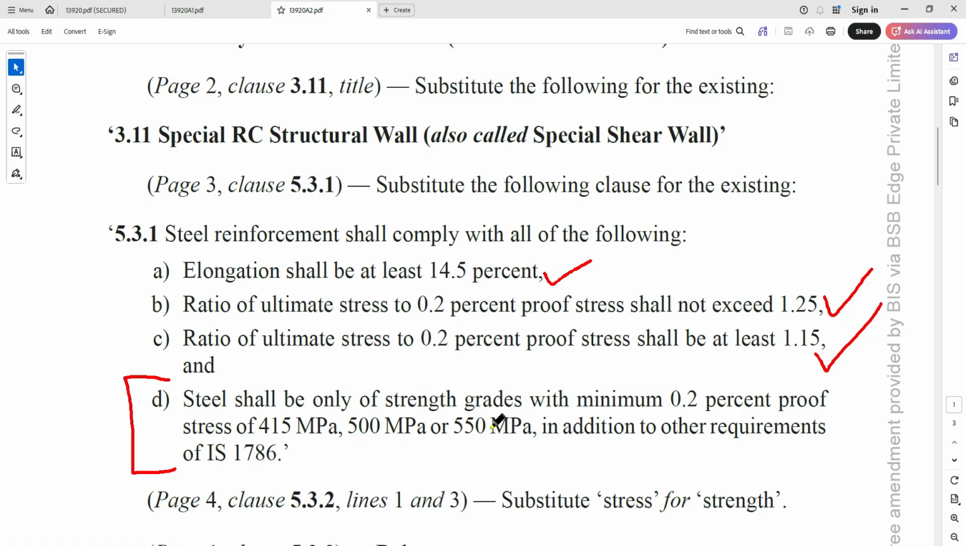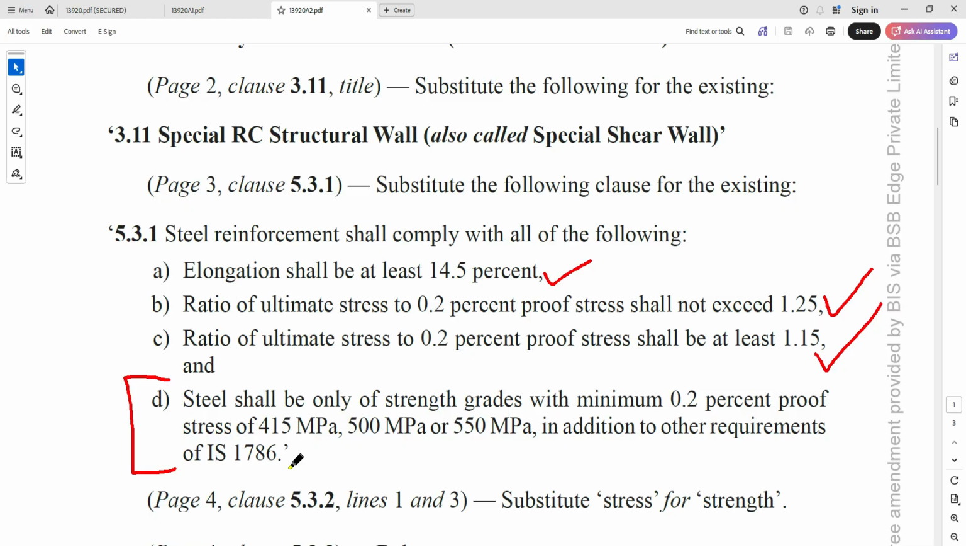So if any additional requirement of IS 1786 is more stringent than this, that needs to be looked into. And also now IS 1786 amendment has introduced reinforcement grades up to Fe550. But if you are in a seismic zone, you want to use the reinforcement for ductile detailing, you have a limit to whatever grades you can use. The grades you can use are 415, 500 and 550.